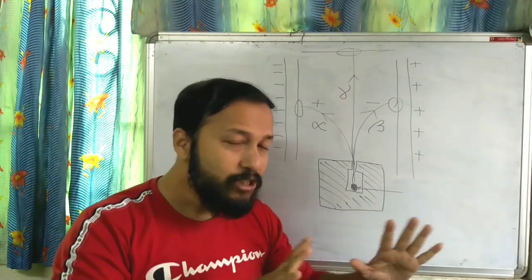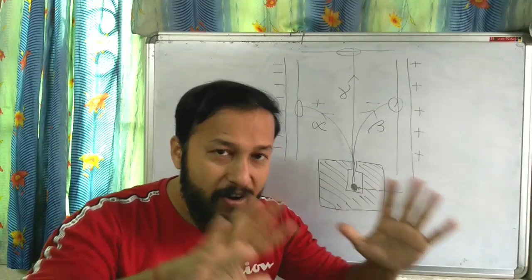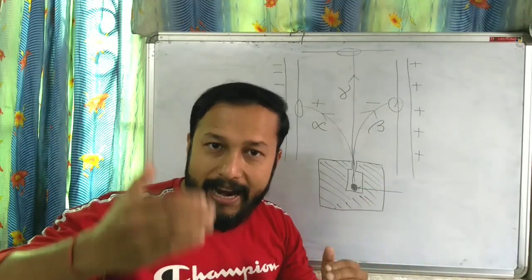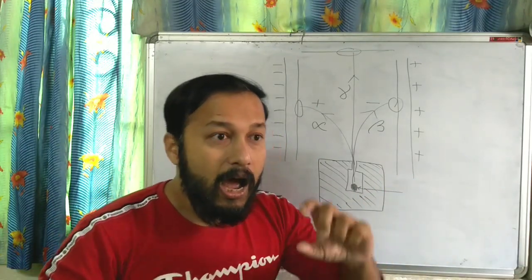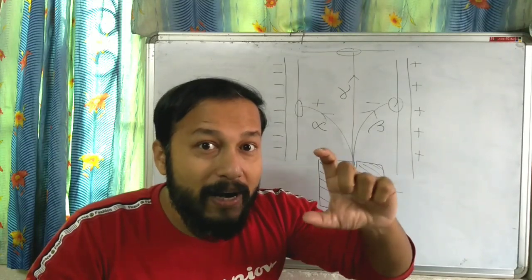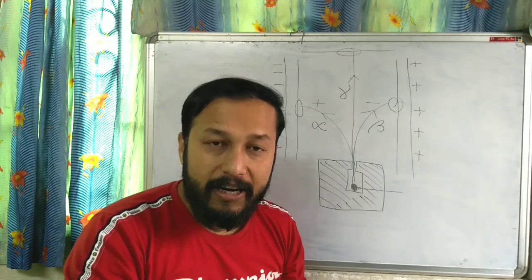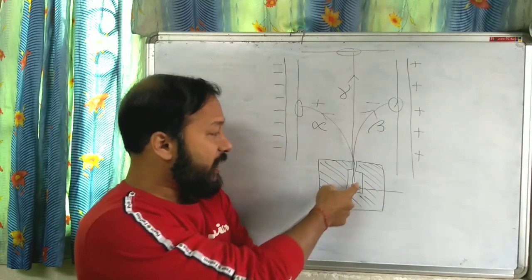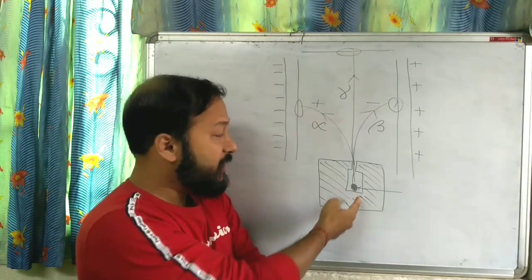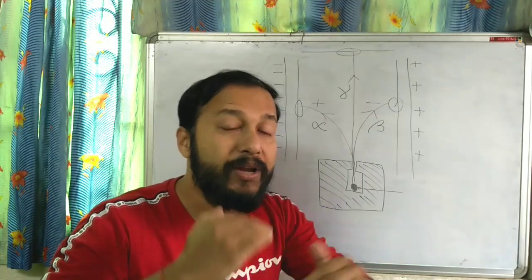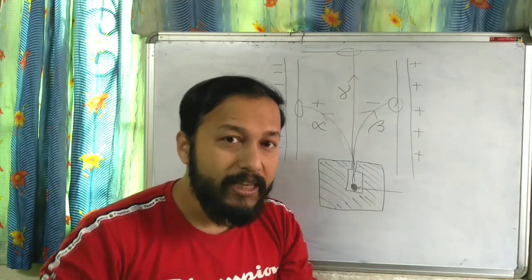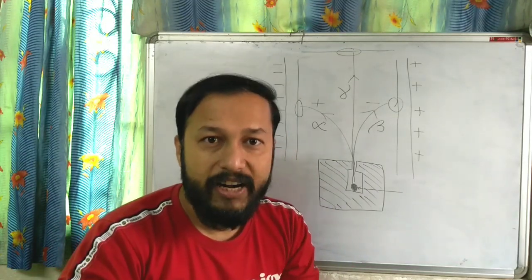In this video we'll keep this much: alpha, beta and gamma. From the next video we'll see what the properties of the alpha ray, beta ray and gamma ray are, and if alpha, beta and gamma rays are emitted by this material, how this material will be changed. All this will be discussed in our next video.